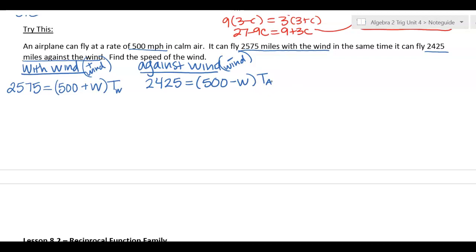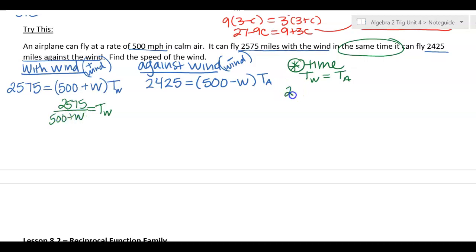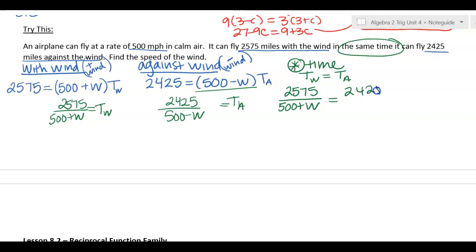So just like last time, it's close, but there's 3 variables here instead of 2. So we want to find some relationship between the time. So I look back in the problem, and it says it could fly so many miles with the wind in the same time that it can fly the amount of miles against the wind. So that means our time with the wind is equal to our time against the wind. And again, we have things that we can substitute in for that equation if we rewrite these equations. So for time with the wind, I'm going to substitute in this expression. And for time against the wind, I'm going to rewrite that equation and substitute in that expression.